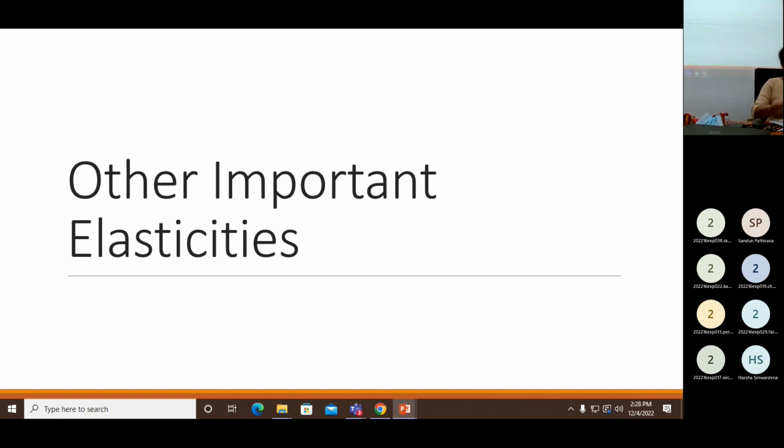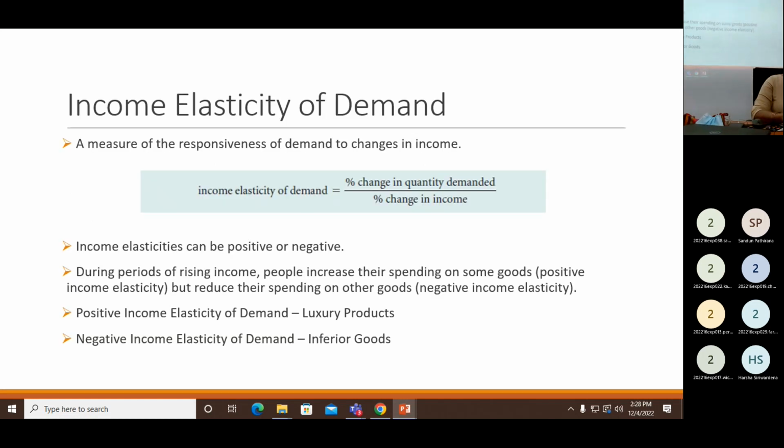Now let's move on to other important elasticities other than the price. So far, what we have discussed is price elasticity of demand. But there are other factors which affect demand, and those are what we are going to discuss under other important elasticities. This is one of them: income elasticity of demand.